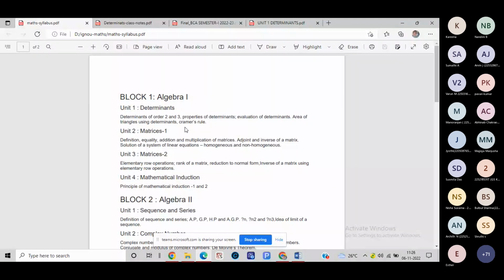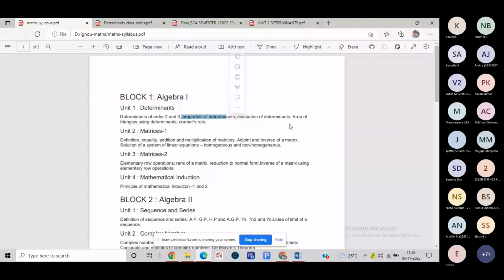We have the representation of order 2 and order 3. There are many more orders, but as of now in the syllabus we study only the representation of order 2 and order 3. After the representation, we study the properties. I know the representation of determinants, how to solve determinant problems, and the properties of determinants. We can then learn where to apply all these things using the properties, and the evaluation of determinants.